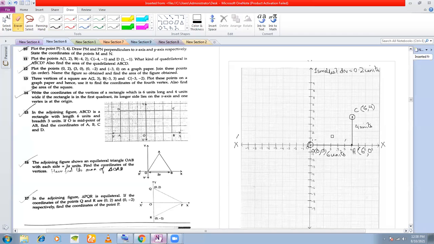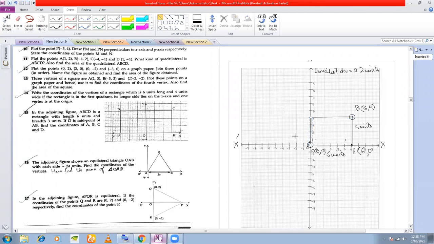Excuse me, sir. Tell me. So would it be B 6, 4 or C 6, 4? Okay, let's call this B. And now the rectangle is complete. So from B, you join here, perpendicular on the y-axis. And from this point, you join this.